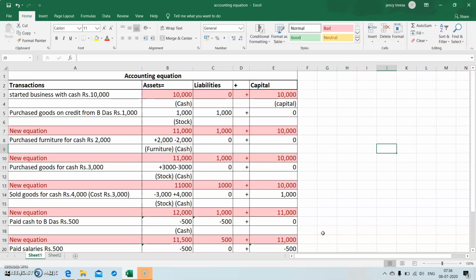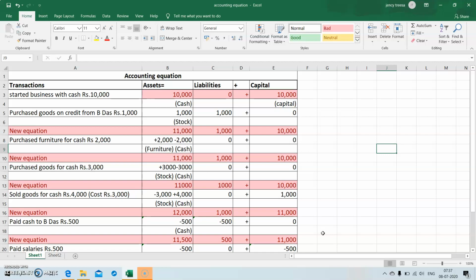So we'll have to find out the two accounts which are getting affected by this. Even though we have learned assets, liabilities, capital, expenses and incomes, in the accounting equation you can incorporate expenses and incomes along with capital. Whenever you have an expense, you can deduct it from capital, and whenever you have an income, you can add it to capital. So you will have only three heads here.